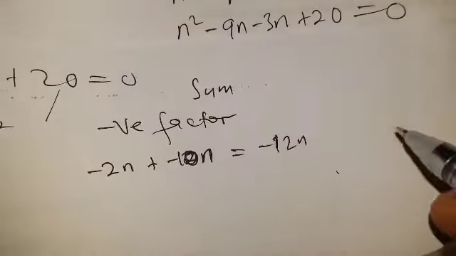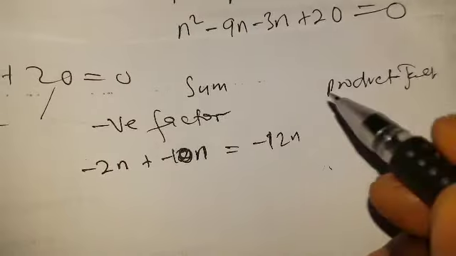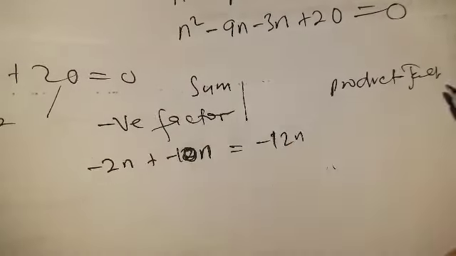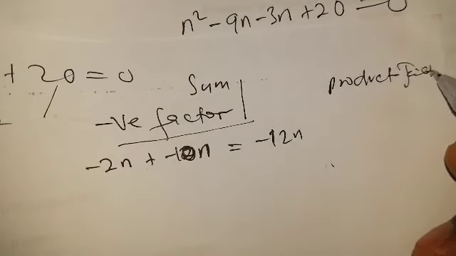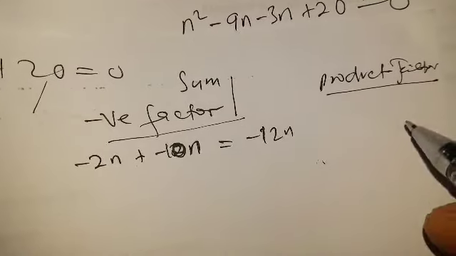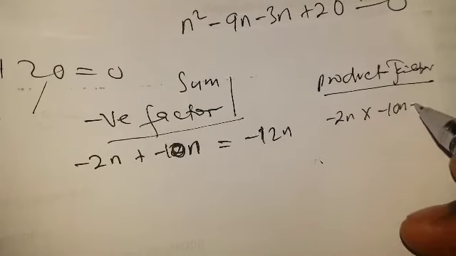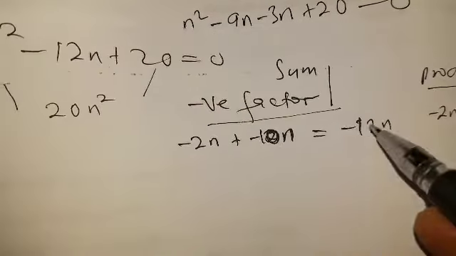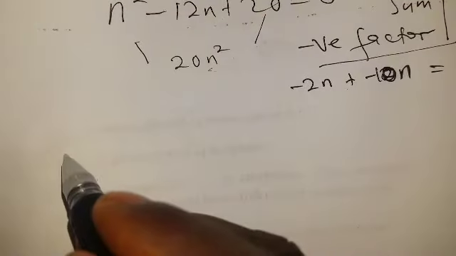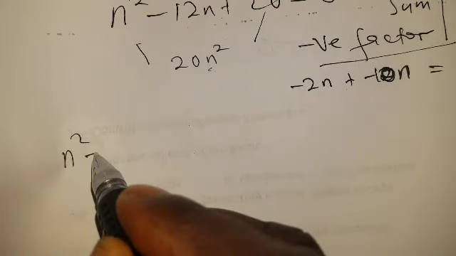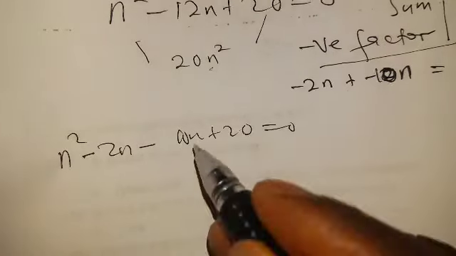But for the product factors, if you look for the product factors, you have minus 2n times minus 10n. This will give you 20n squared. So this one will come here. From now, you can simplify this as n squared minus 2n minus 10n plus 20 equals 0.